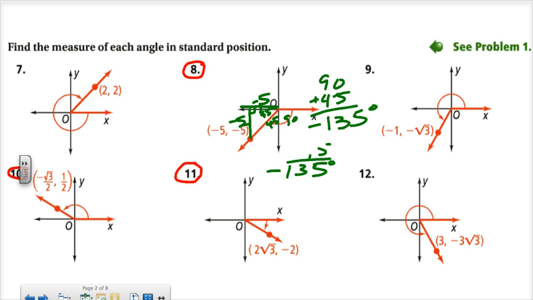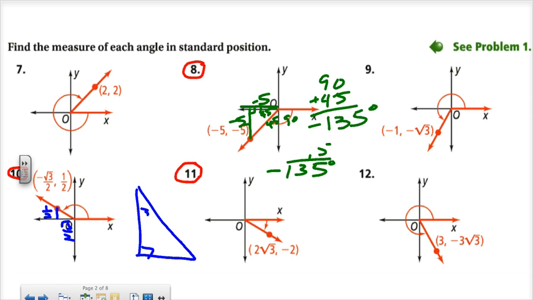Now we go down to number 10. Let's look at 10 first. 10 has the negative square root of 3 over 2, and then 1/2. And this is pretty teeny right here, but this is going to be the square root of 3 over 2, and then this would be 1/2. Now I recognize that square root of 3 from our 30, 60, 90.